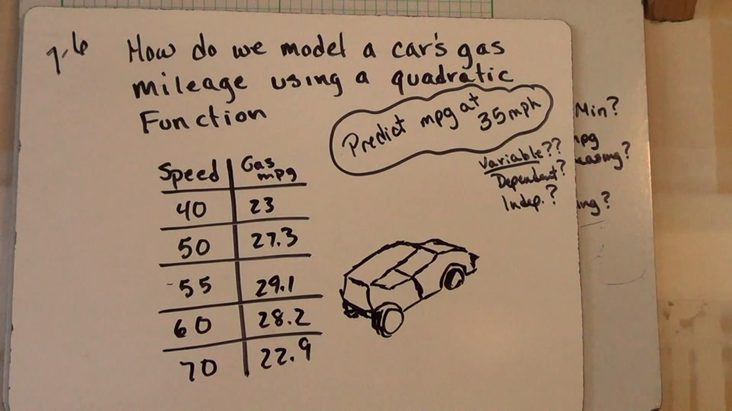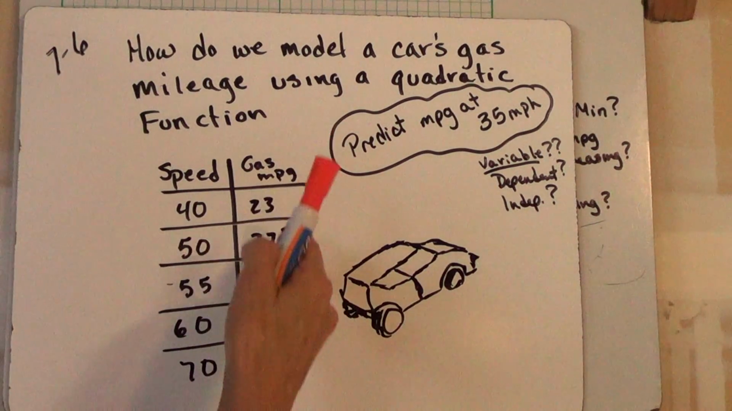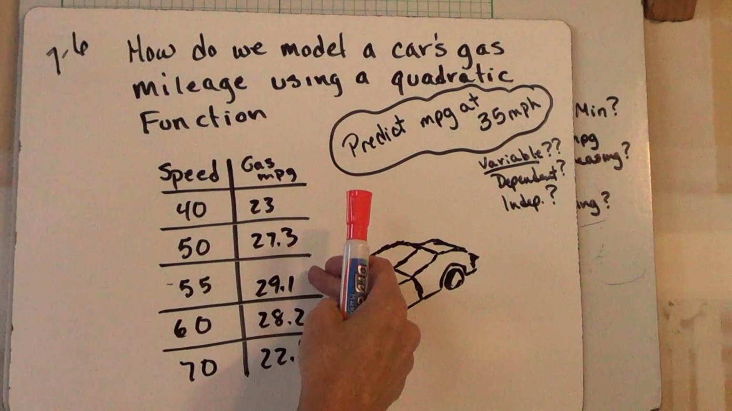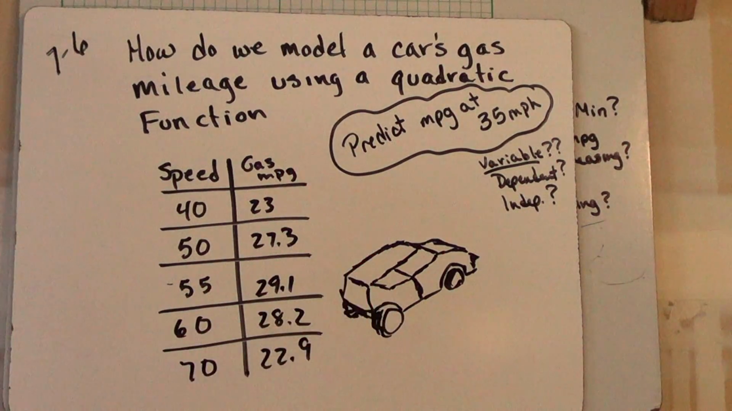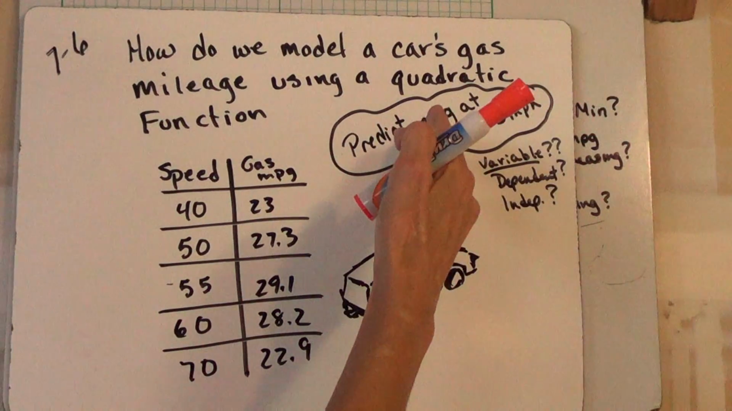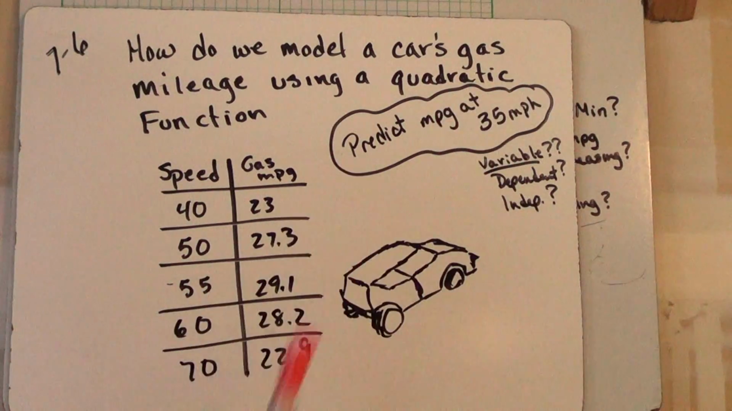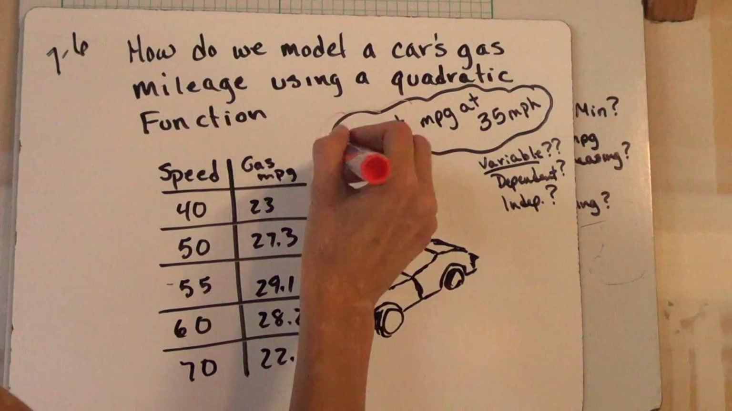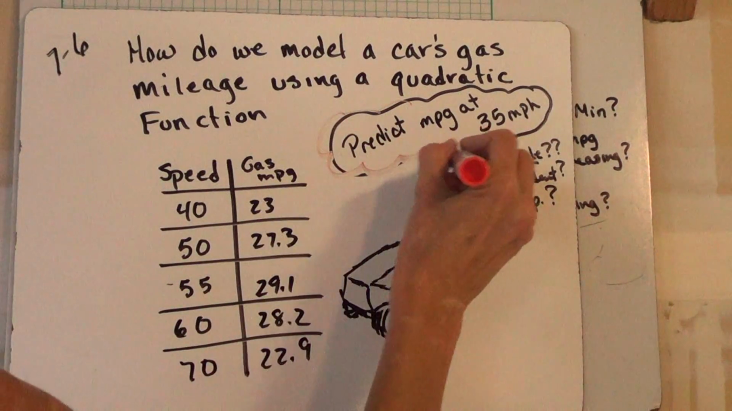So they give us the data, and like you've seen in other data or sequences, you can really see the quadratic because there's the highest point and then it's coming back down. So we need to predict what the miles per gallon will be at 35 miles per hour. So they're giving us the speed on a data table.